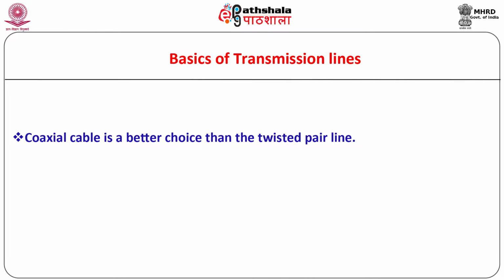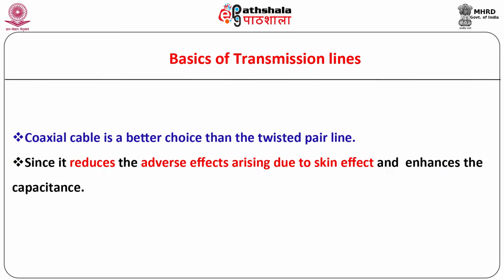Coaxial cable, in which the space between the inner and the outer conductor is filled with some insulating material, is a better choice than the twisted pair line, since it reduces the adverse effects arising due to skin effect and enhances the capacitance. The transmission range is also remarkably large, several hundreds of meters, with 10 megabits per second as the transmission rate.